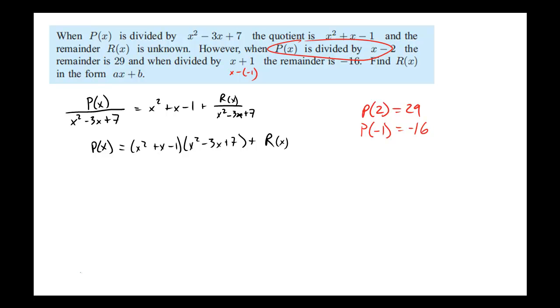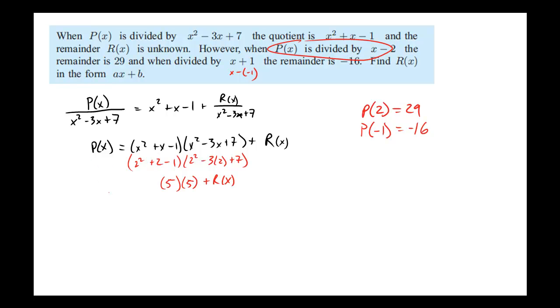Okay? Now, it does say that r of x is in the form ax plus b. So from there, we can just put these things together and see if we can figure out what's going on. So we're going to put 2 in for x, right? So that'll be 2 squared plus 2 minus 1 times 2 squared minus 3 times 2 plus 7. And so that'll be 4 plus 2 is 6 minus 1 is 5. And then 4 minus 6 would be negative 2 plus 7 is another 5 plus r of x.